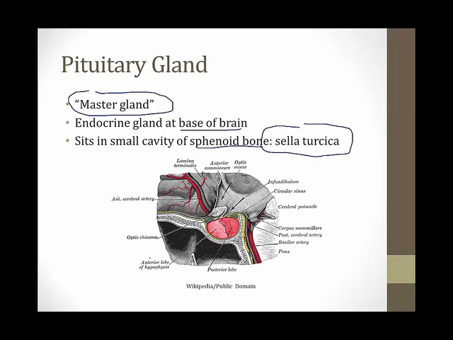This is a picture on the screen showing where the pituitary gland sits. It's shown in red in the middle of the picture. It has an anterior and a posterior lobe, each of which have different functions. Also note that the optic chiasm is just above the pituitary gland. That'll be very important later when we talk about ocular findings associated with enlargement of the pituitary gland.